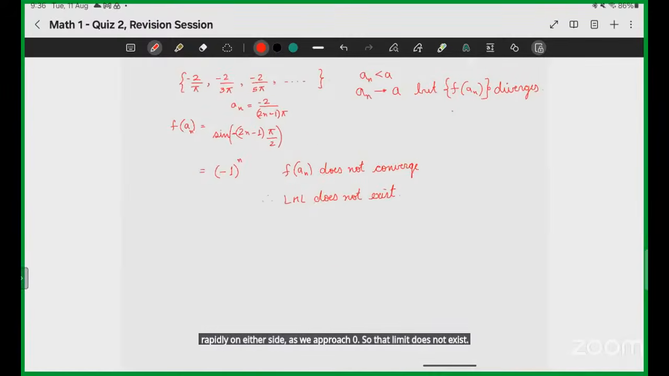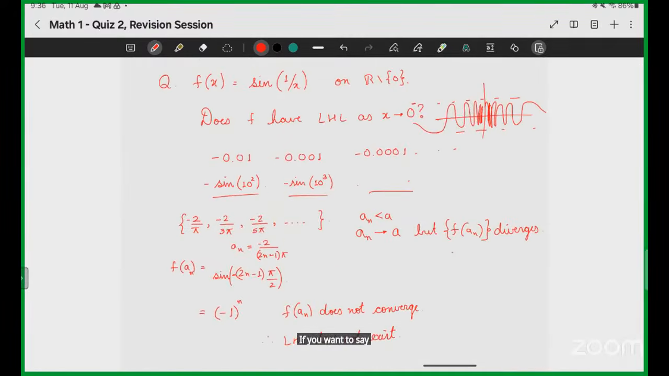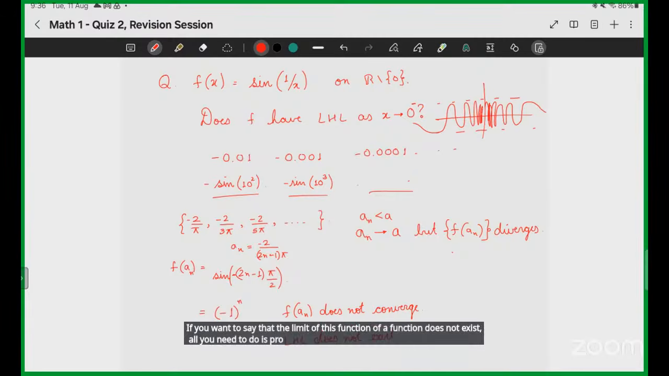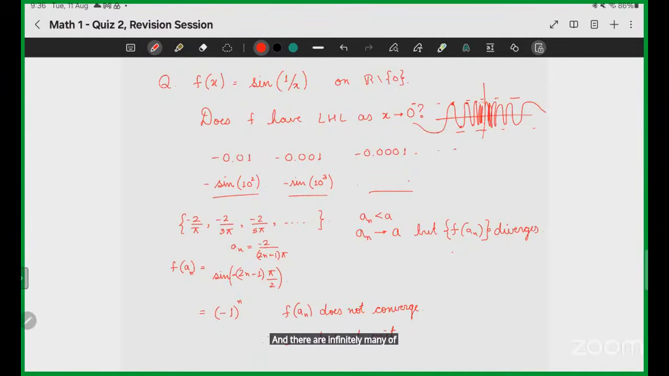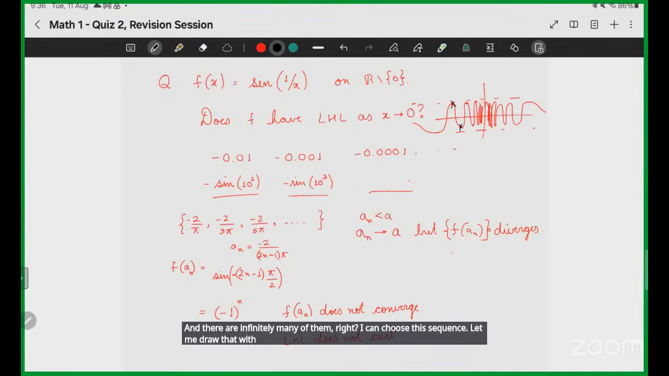So if you want to say that the limit of a function does not exist, all you need to do is provide one sequence which does not converge. So what is the sequence that I chose? I chose this point, this point, this point, this point. And there are infinitely many of them, right? I can choose this sequence. Let me draw that with black.